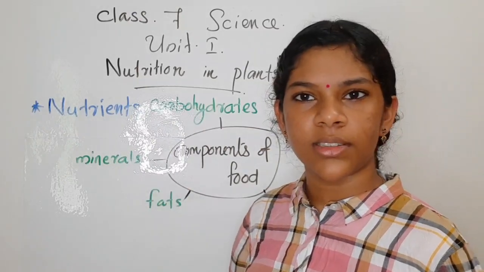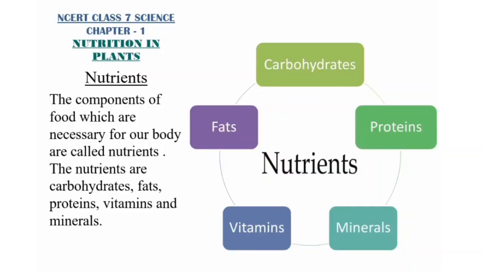What are nutrients? On the screen, we can see what nutrients are. The components of food which are necessary for our body are called nutrients. Let me repeat it one more time. The components of food which are necessary for our body are called nutrients. They are of 5 types: carbohydrates, proteins, fats, vitamins, and minerals. So now we know what nutrients are.